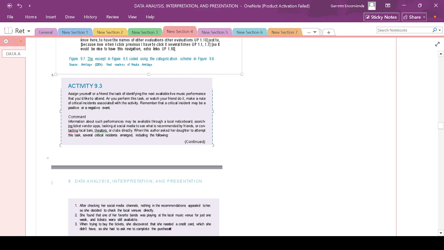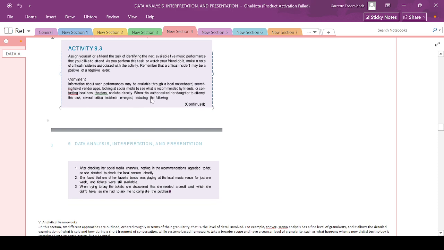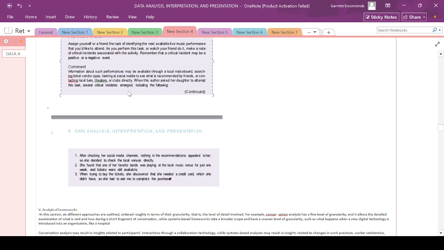Activity: assign yourself or a friend the task of identifying the next available live music performance that you'd like to attend. As you perform this task or watch your friend do it, make a note of critical incidents associated with the activity. Remember that a critical incident may be a positive or negative event.